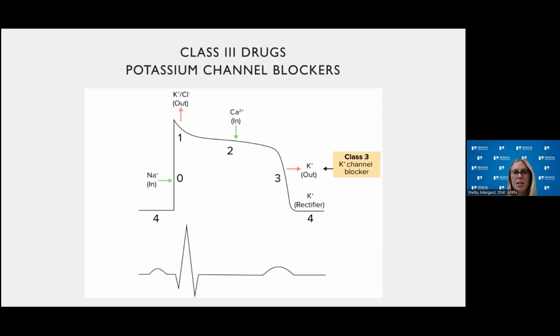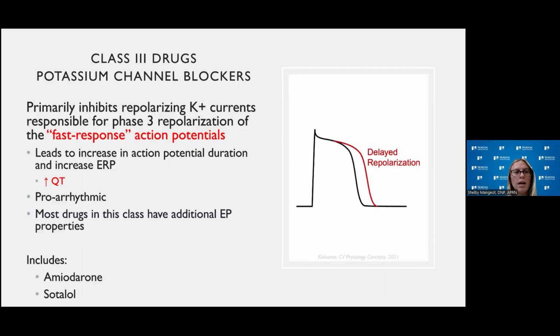All right, moving on to potassium channel blockers. These are our class 3. So you can see here potassium channel blockers block that potassium repolarization effect for phase 3 of the fast action potential. So it leads to an increase in the action potential duration and increases the effective refractory period. So you are going to see increases in your QTc intervals with these medications.